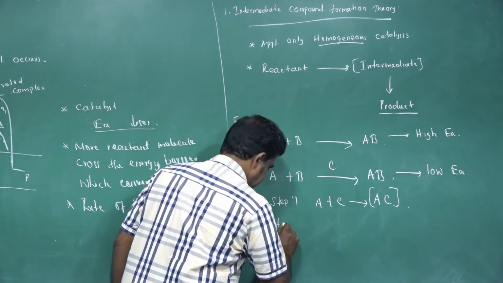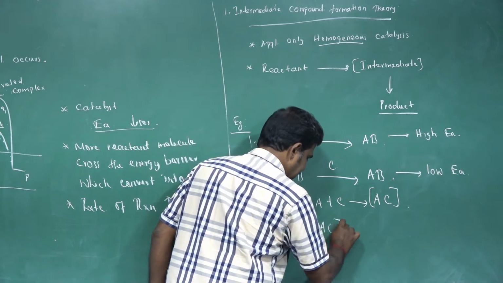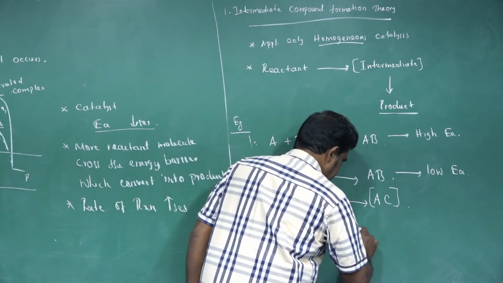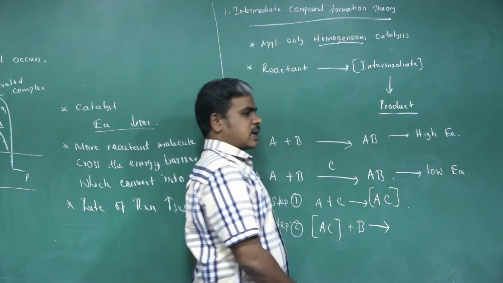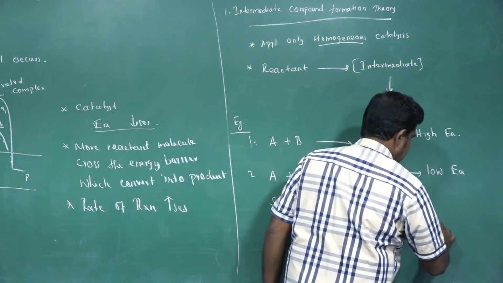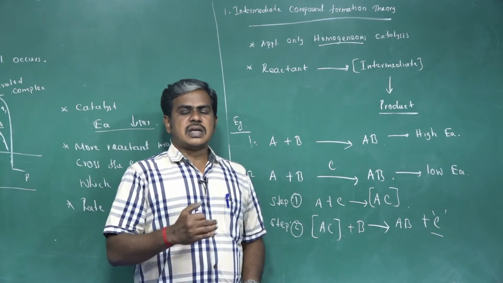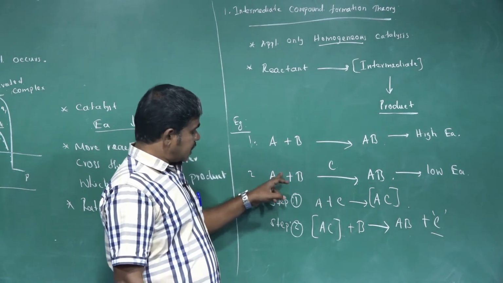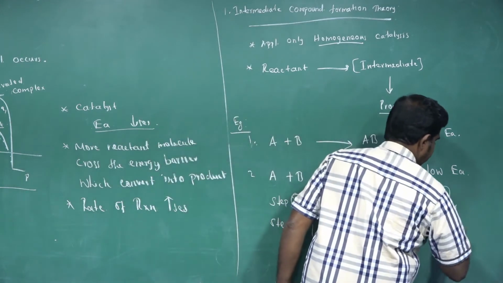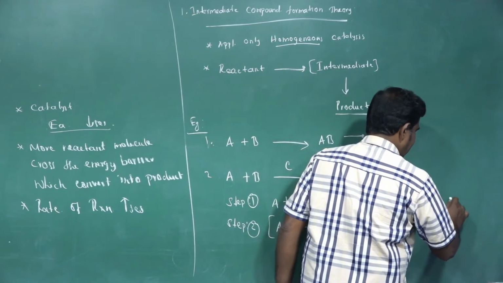In step 2, AC is the intermediate. The intermediate reacts with another reactant and forms the desired product AB and the catalyst C. This is the intermediate compound formation theory. The same reaction occurs in 2 steps. By comparing the EAs of the 2 reactions, both steps have a lower EA value.